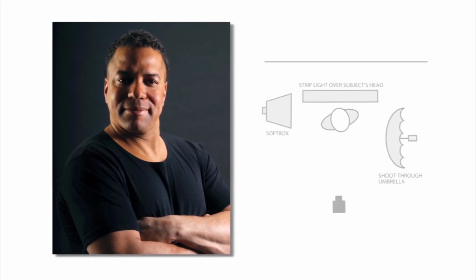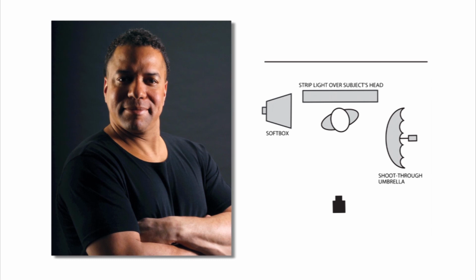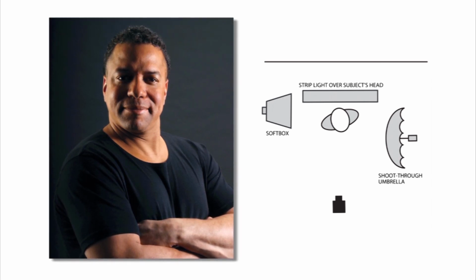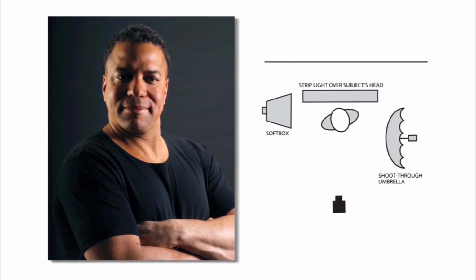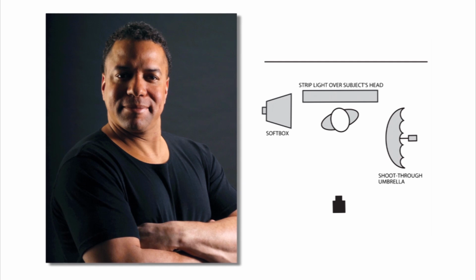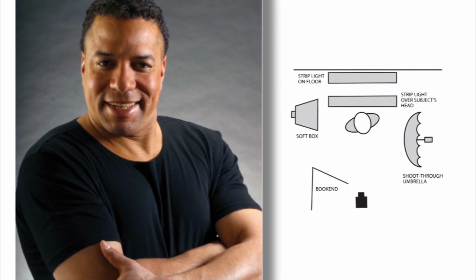For this side light portrait, I placed a shoot-through umbrella at camera right, slightly in front of the subject. The fill light at camera left was a medium softbox placed slightly behind the subject. A strip light was overhead and just behind the subject. A white bookend was then brought in to open the shadows on the face. To light the background, a strip light was placed on the floor very close to the paper and angled up, which accounts for the texture in the paper.